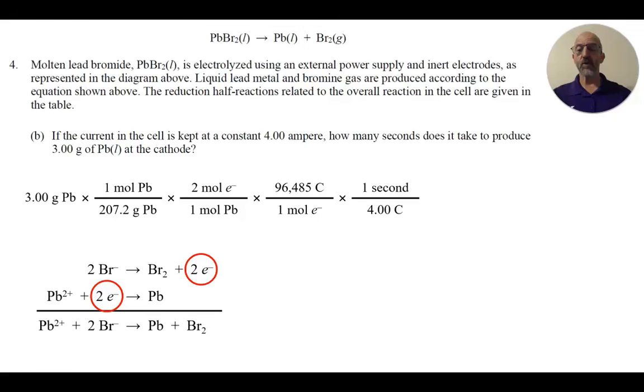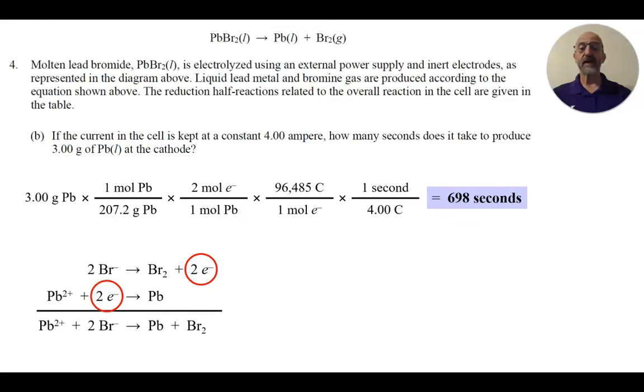I can convert moles of lead to moles of electrons. I can convert moles of electrons to coulombs of electric charge. And I can convert coulombs of electric charge to seconds. So it's going to be 3 divided by 207.2 times 2 times 96,485 divided by 4. And if I do all of that math, I get 698 seconds, and that's my answer to part B of question 4.